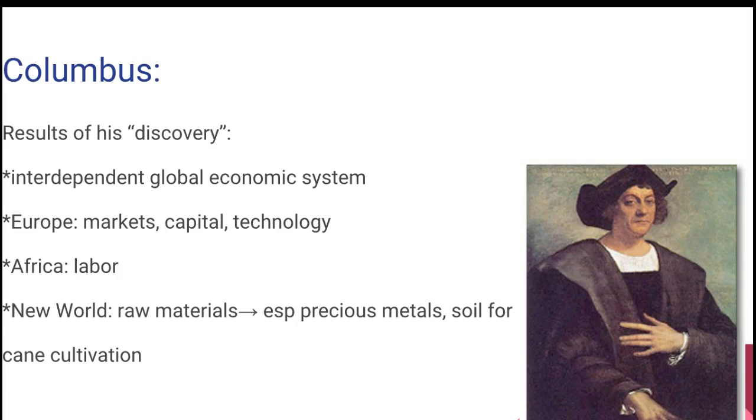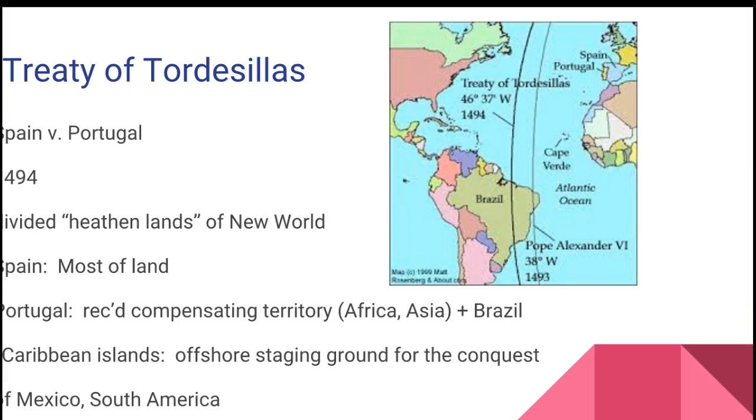Even when he died in Spain, he was not well-to-do. He had very little money when he died, and he was unaware of how he had changed the world. The Treaty of Tordesillas between Spain and Portugal was signed in 1494, and it divided these heathen lands of the New World. Now, what they thought was this.